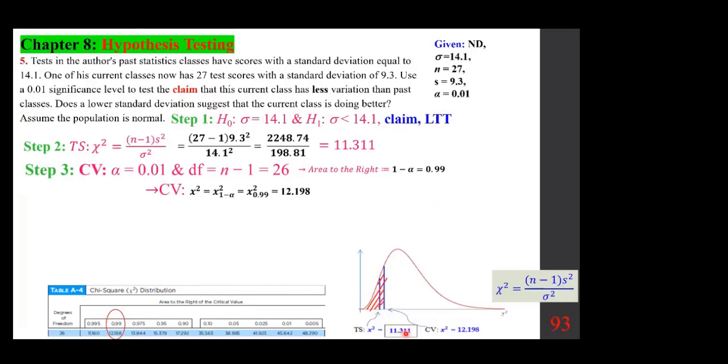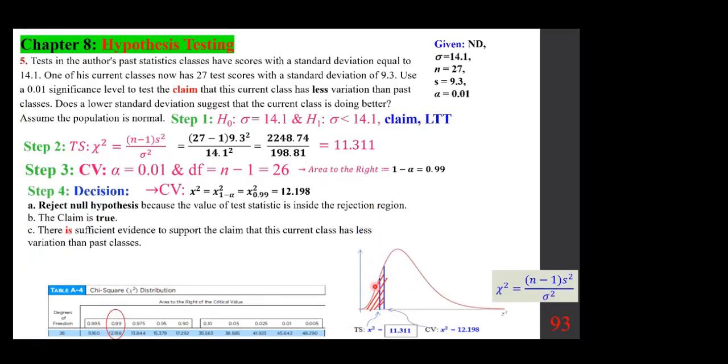Test statistic is 11.311, which is less than the critical value. And remember, the chi-squared starts from 0 and goes to infinity. It doesn't have a negative value. With that being the case, reject the null hypothesis, the claim becomes true.